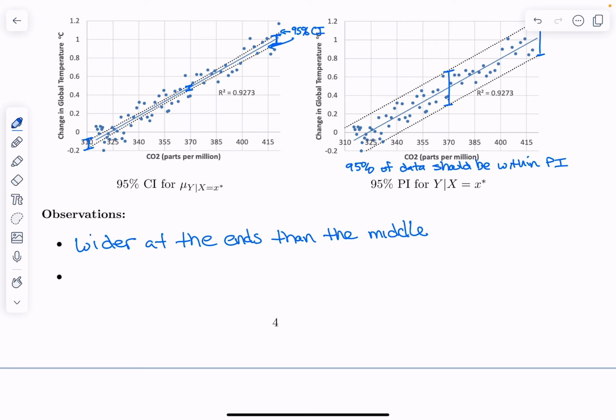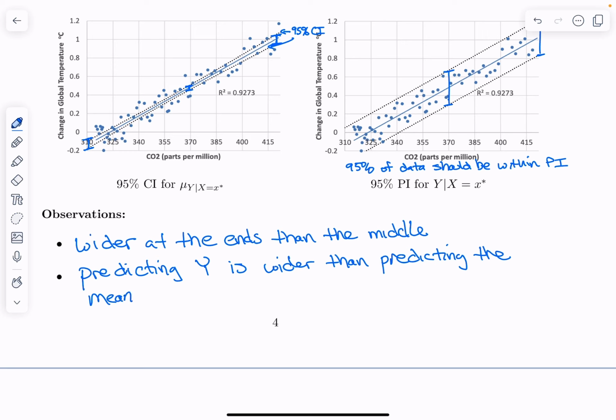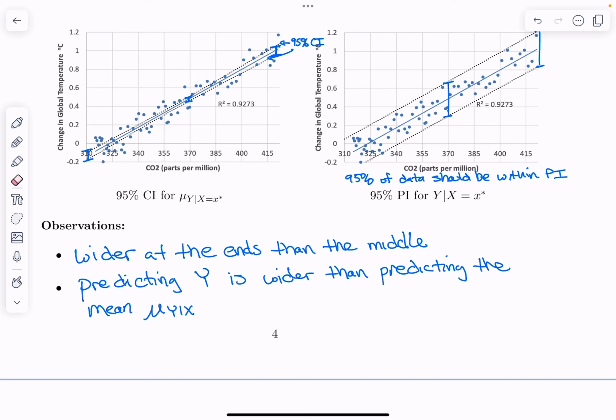And also that predicting y is wider than predicting the mean mu y given x. And that's to be expected because one interval is giving us a sense of where the average of the data points will lie. The other is giving us an understanding of where the data points might lie in general.